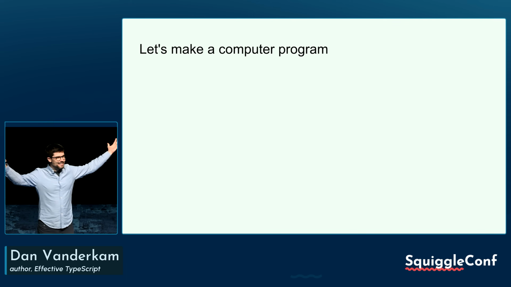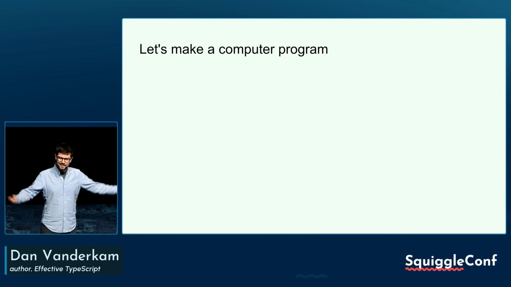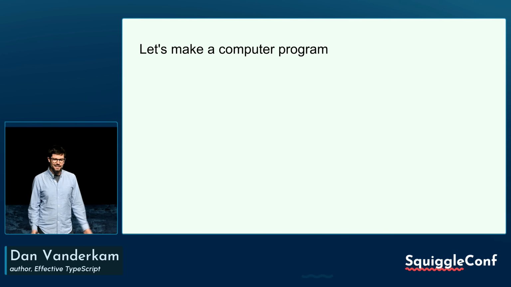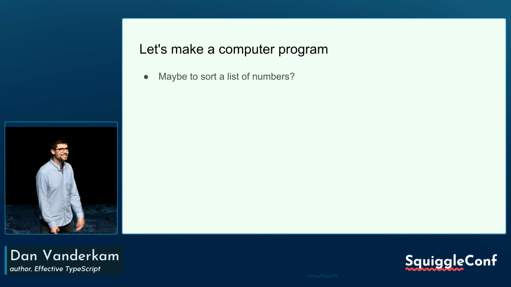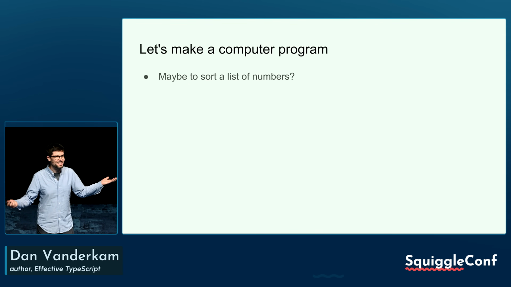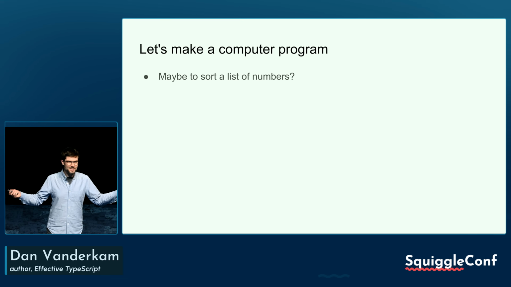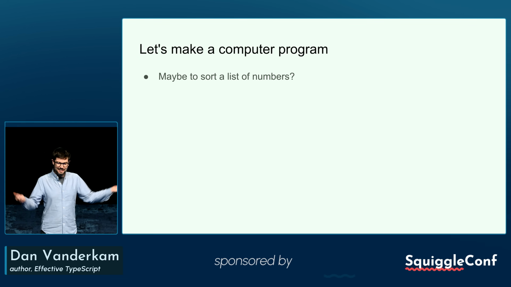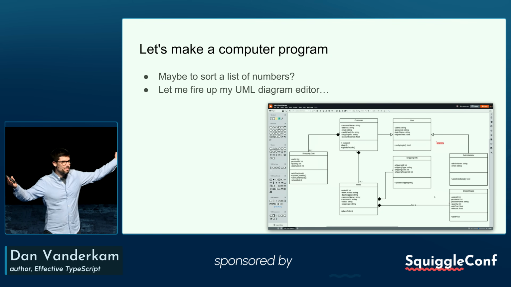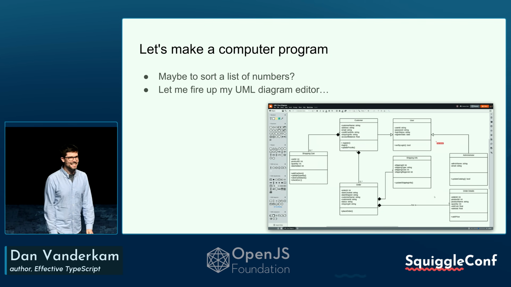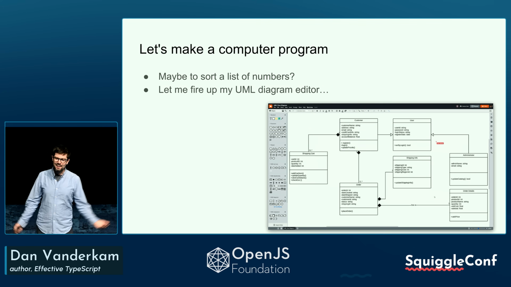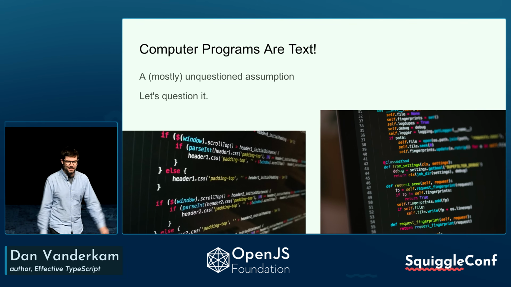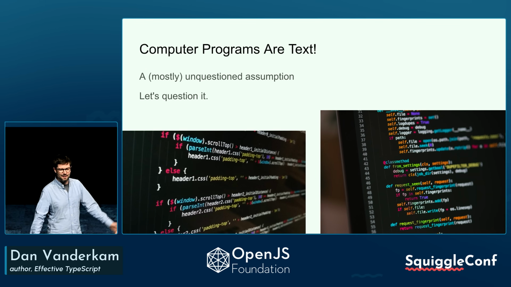All right, we're all developers, right? Let's make a computer program. Maybe we can do something fun like sort a list of numbers. So what's the first thing we're going to do? Fire up our UML diagram editor, of course, right? No, that's not actually what we're going to do. We're going to open up a text editor.